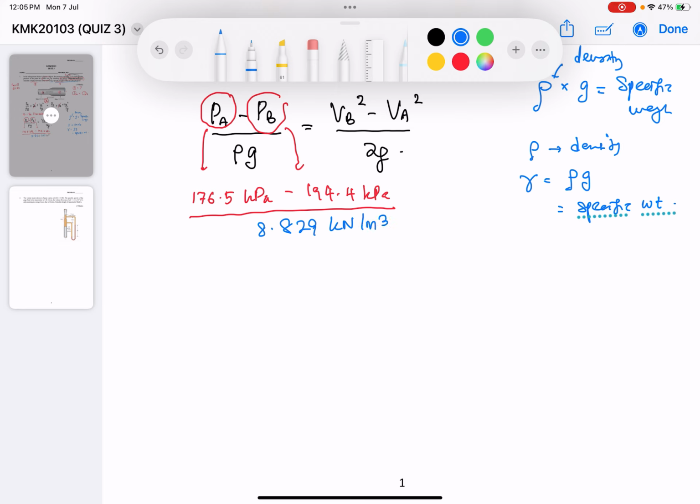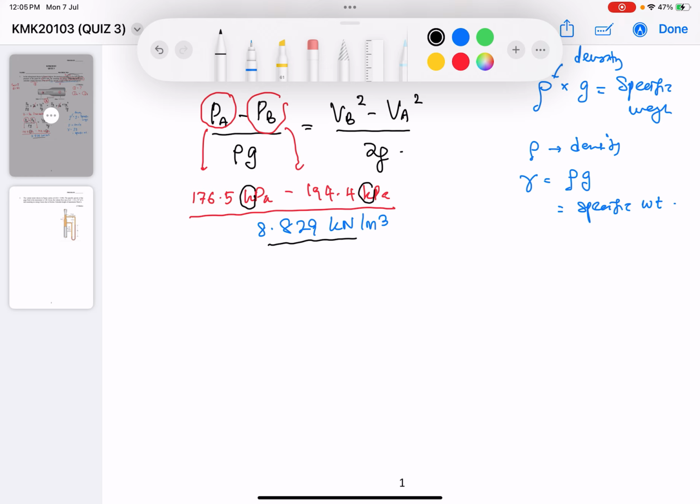From the given units for the pressure and also for the specific weight here, I noticed that both are in the unit of kilopascal. You have to note that the kilopascal is not a basic unit.